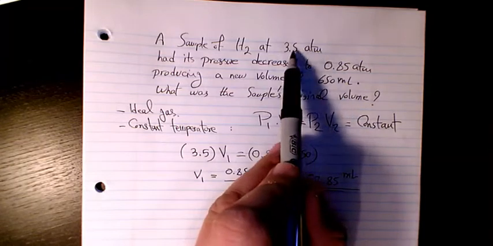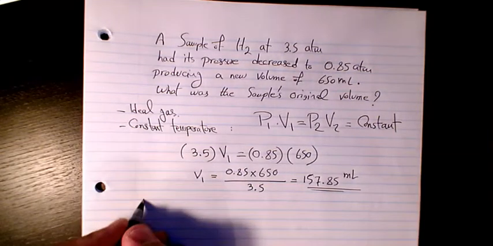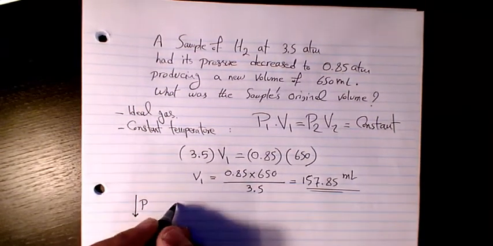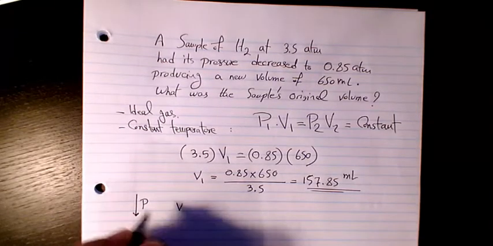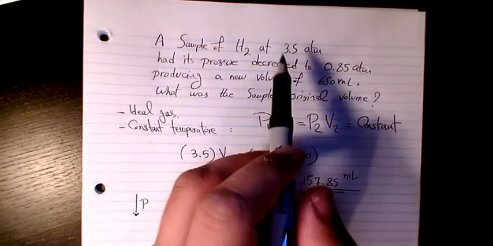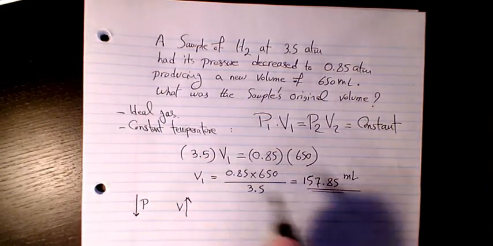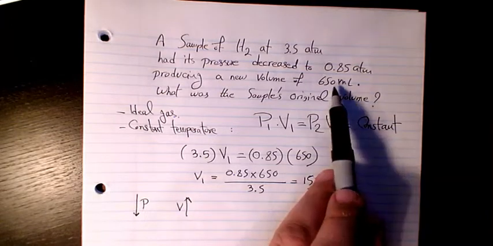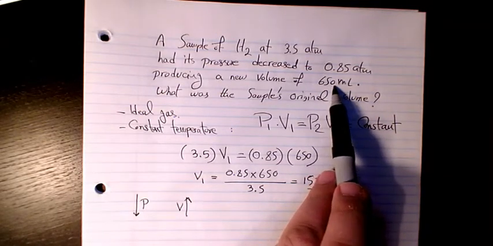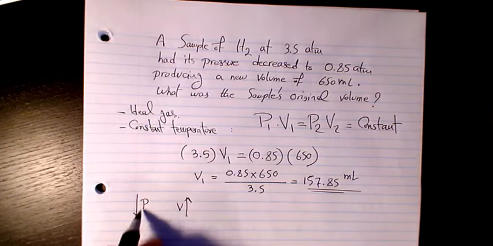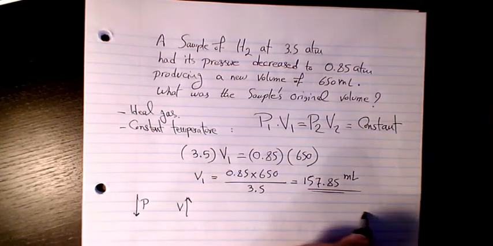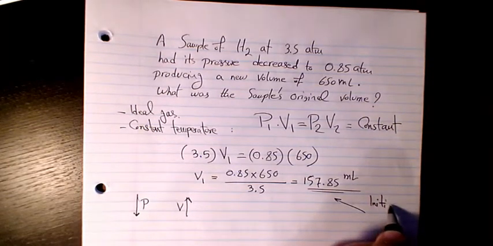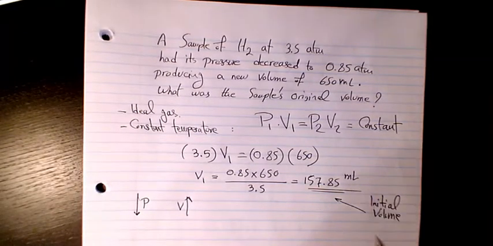As you see here, when the pressure reduced, volume increased, because it changed from 157.85 all the way to 650 milliliters. So whenever pressure reduced, volume increased. So that's the initial volume, and you need to be very careful that this one is in terms of milliliter.